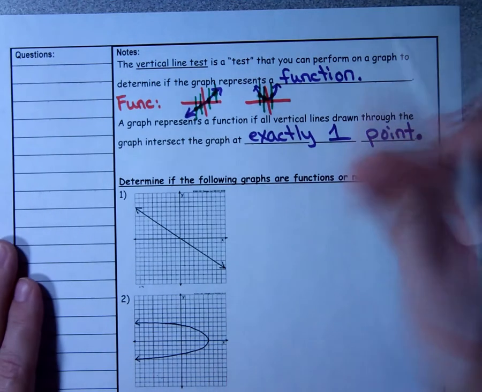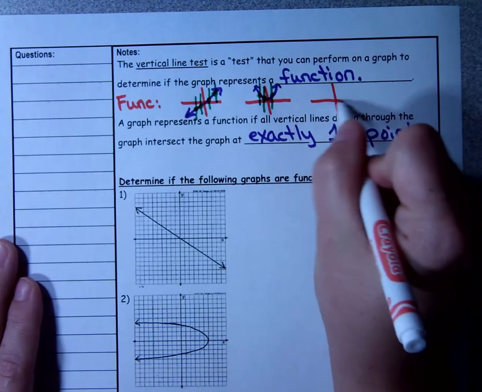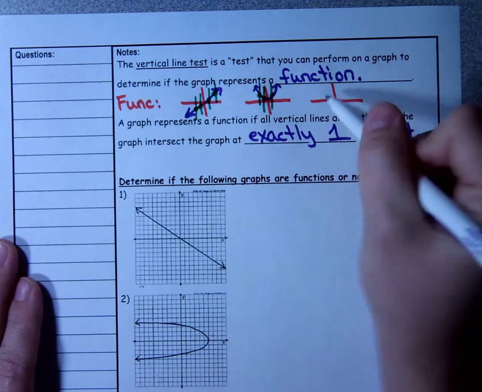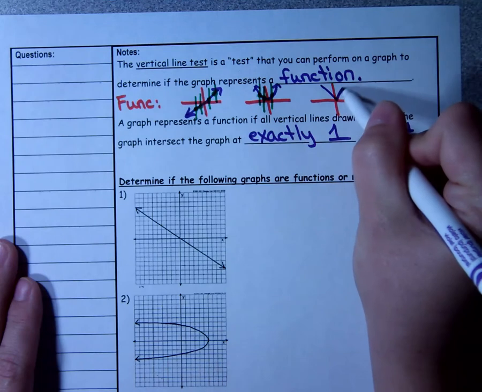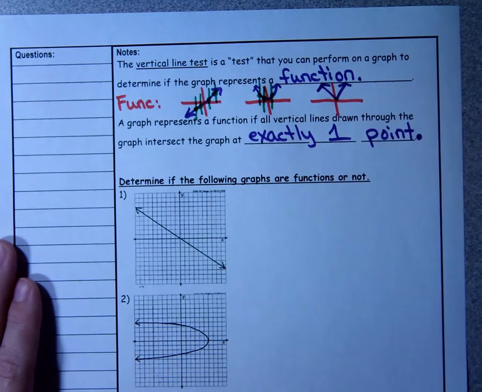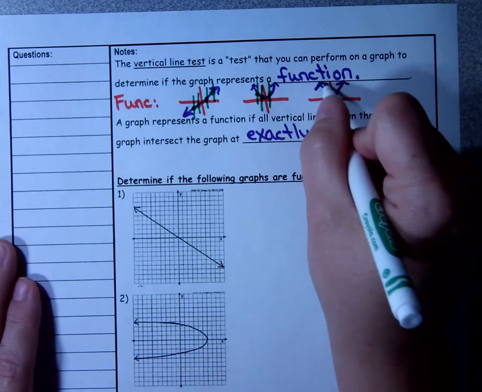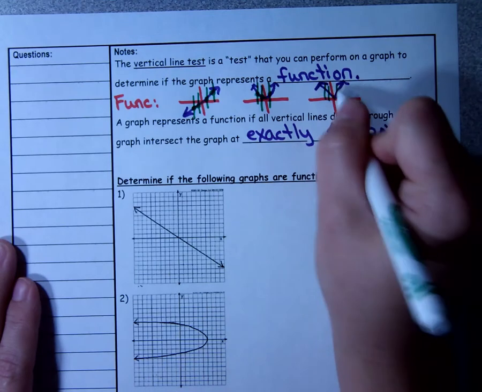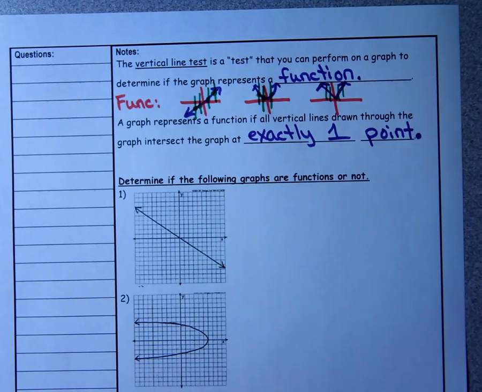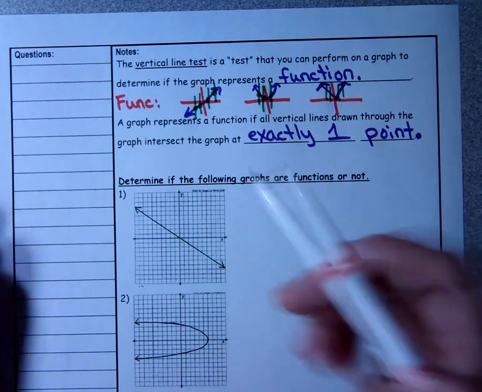Let me show you the absolute value parent function. The absolute value is a V-shaped graph. And if I try to draw vertical lines, I only touch the graph once each time. Those are examples of functions.